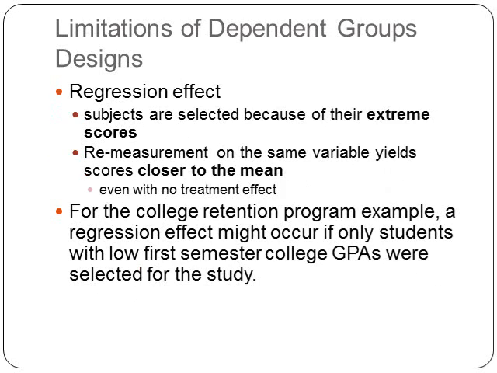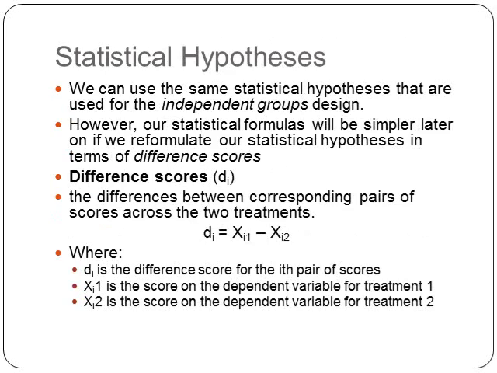There's also regression effects that can occur. Subjects are selected because of extreme scores, and you could end up with remeasuring and they're closer to the mean. College retention program example, a regression effect might occur if only students with low first semester college GPAs were selected. The regression to the mean effect would say their scores would naturally be greater just by regressing back toward the average.